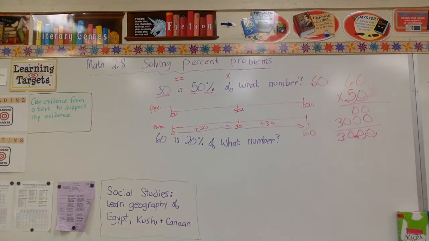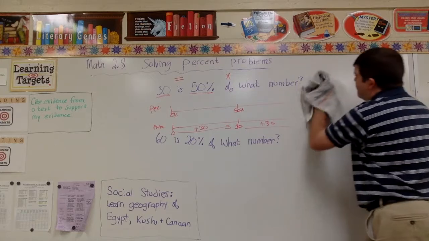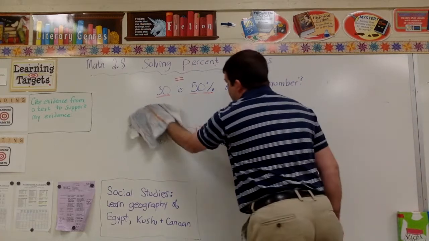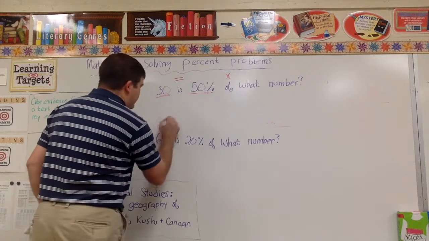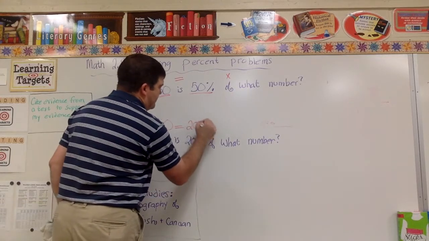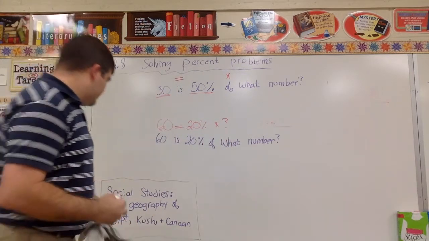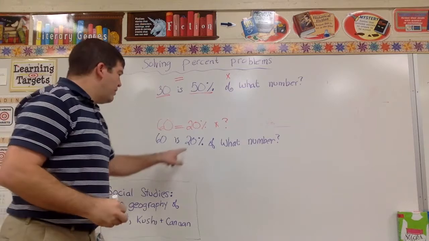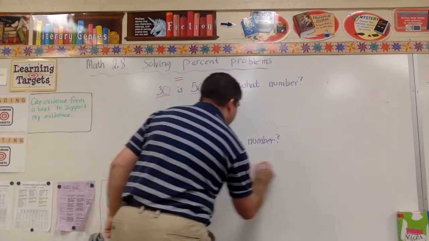All right, let's do the next one. It says 60 is 20% of what number? So I have 60 equals 20% times what number? Okay? 20% goes evenly into 100. So I'm going to do the same thing I did before.